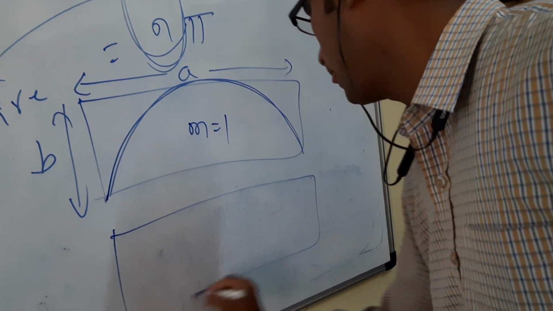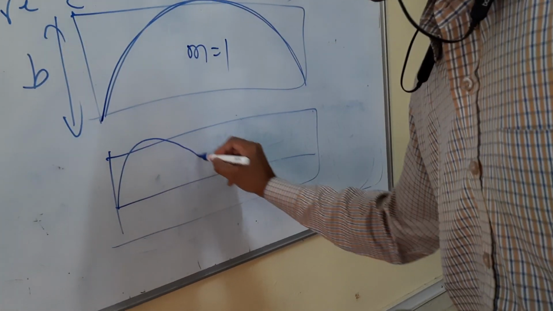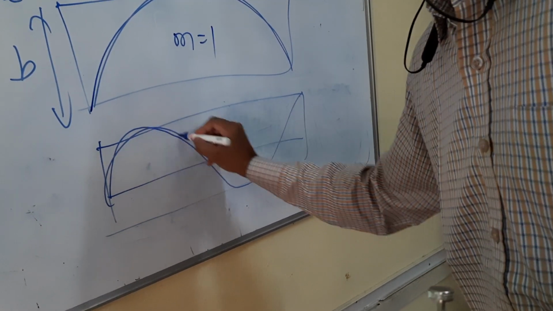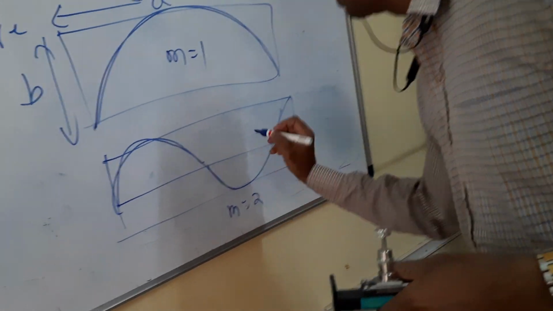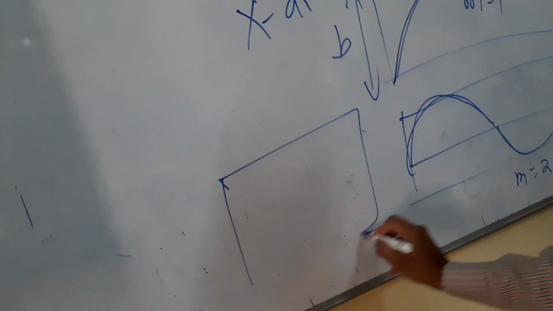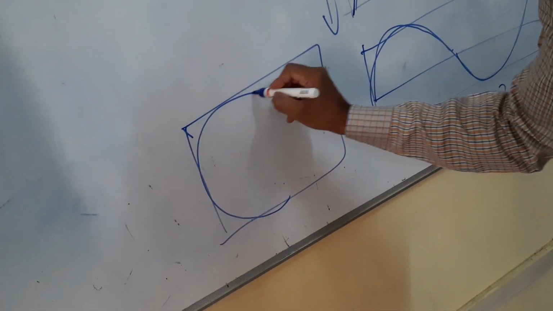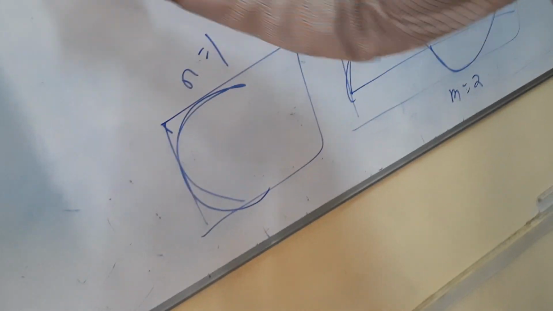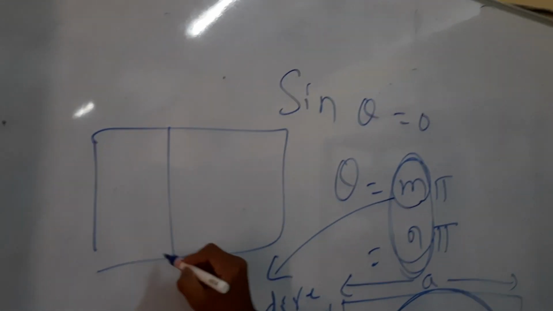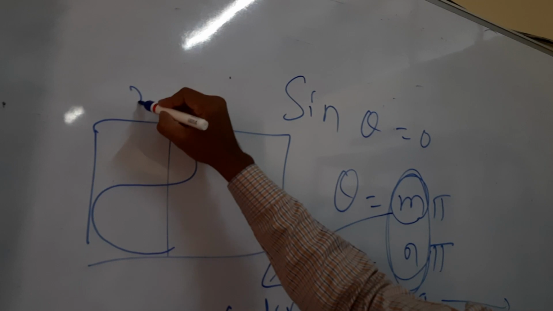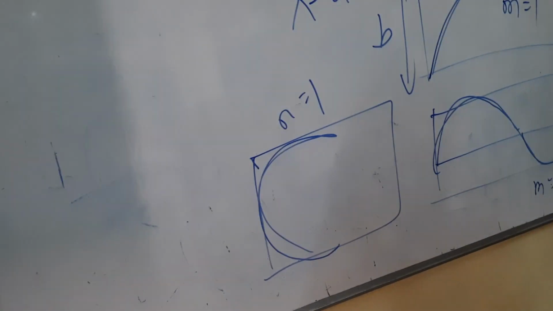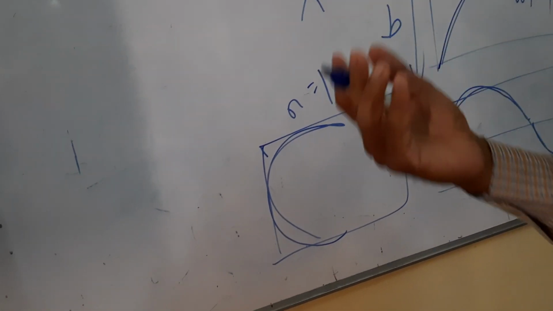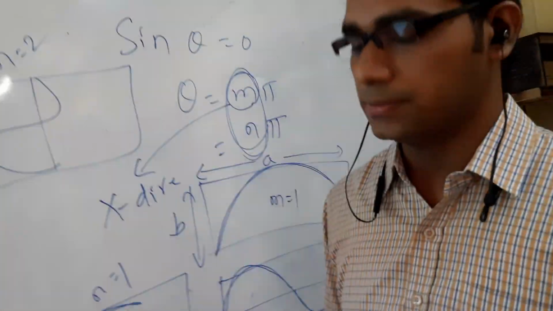But here, this is 1 half wavelength, and this is 1 half wavelength. So here M equal to 2. Similarly, in this side, if there is 1 half wavelength, then N equal to 1. If there are 2, then N equal to 2. So depending upon the number of half wavelengths along the broader dimension and along the narrow dimension, we have different types of modes, and each mode has its corresponding cutoff frequency.